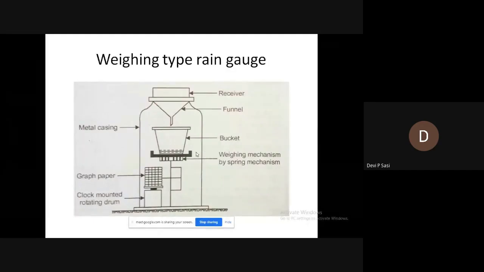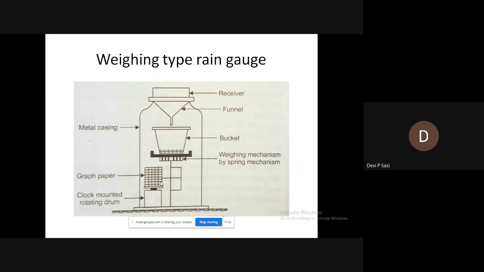Okay, due to the addition of water in the bucket, the weight increases, and the weighing mechanism actuates a pen, and the pen makes a mark on the graph paper. So the pen produces a mark on the graph paper.